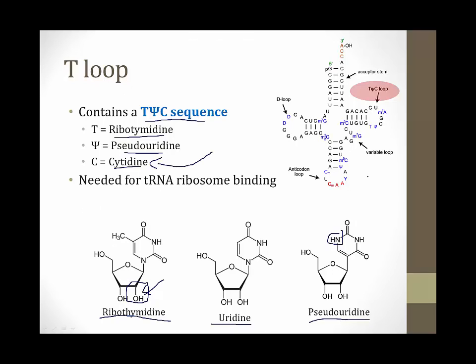So if you look at this cloverleaf at the top right side of the screen here, you can see the T-Psi-C sequence that is always found in the T loop. And this portion of the tRNA cloverleaf is necessary for tRNA to bind appropriately to ribosomes for translation.